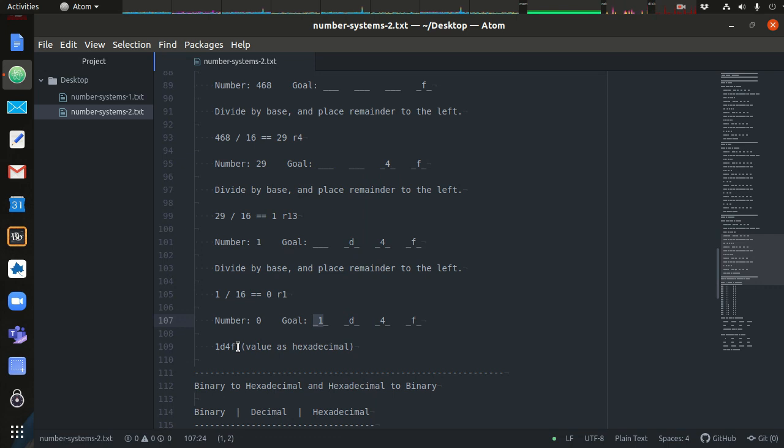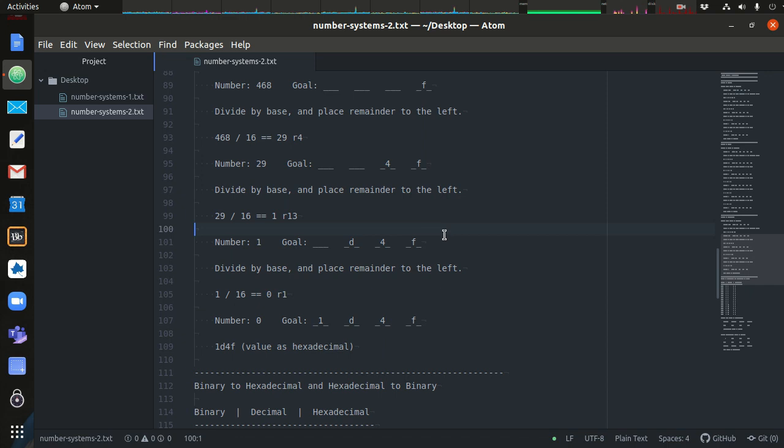1D4F is the value as a hexadecimal. Okay, so that's the system you use to convert numbers from decimal. So you start with any decimal number, and then you convert them to a particular base using this algorithm.